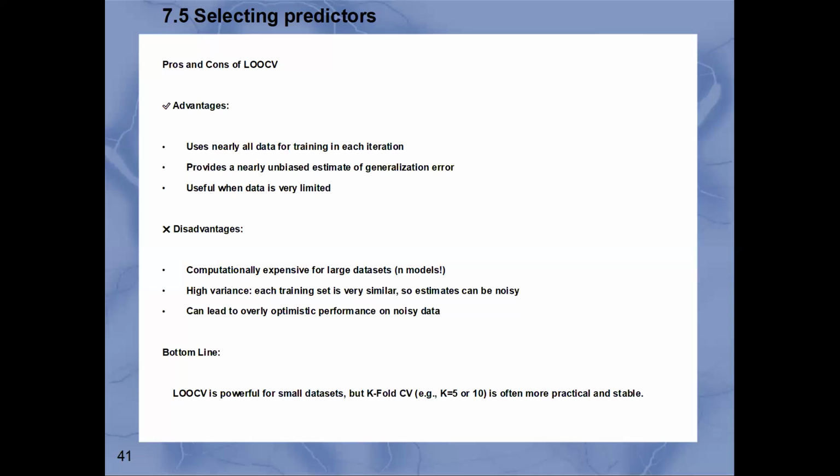So the bigger n is, the more models you have to do. There's also a high variance, so each training set is very similar, so estimates can be noisy. And it can also lead to over-optimistic performance on noisy data. So the bottom line is that this leave-one-out is powerful for small data sets, but k-fold CV is often more practical and stable.